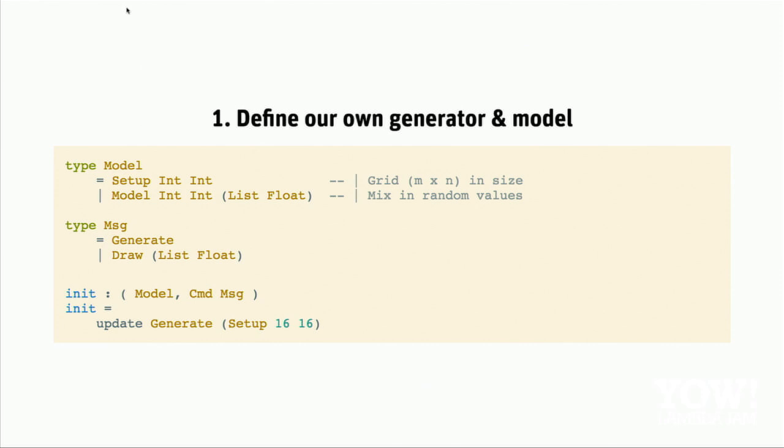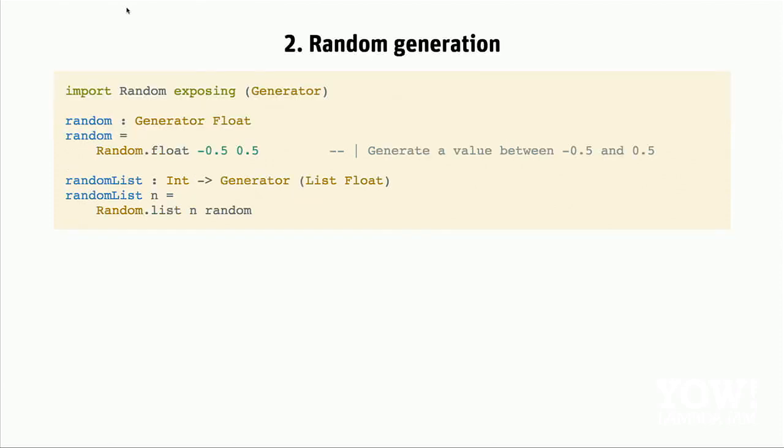And then once it's done, I pull it into the model. So the init function just calls generate, and I'm just going to specify a starting grid of 16 and 16. And then the next bit is kind of the interesting part of how you do random generation in Elm. It has a built-in random module. It's quite powerful. It has all the basic things you would expect, like generating a float between two values.